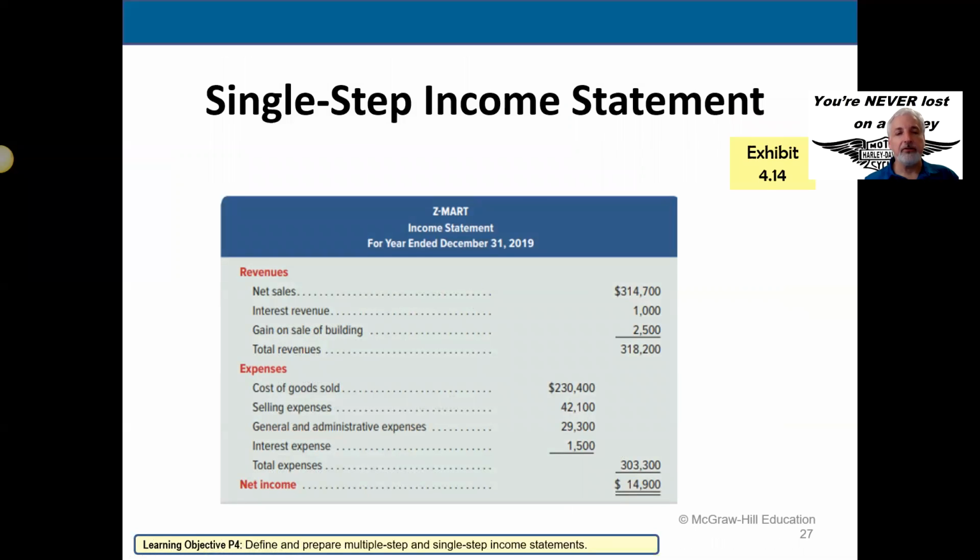Single step just has all the revenues, interest, sales, gains and losses on the building. Our expenses have losses, interest, all that stuff together. A single step is not as informative as a multi-step. The same numbers are there. It's just nicer to be able to see gross profit.